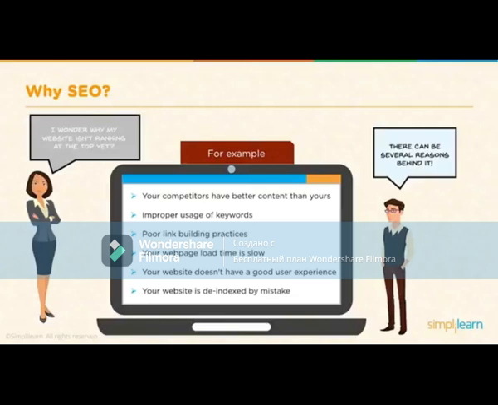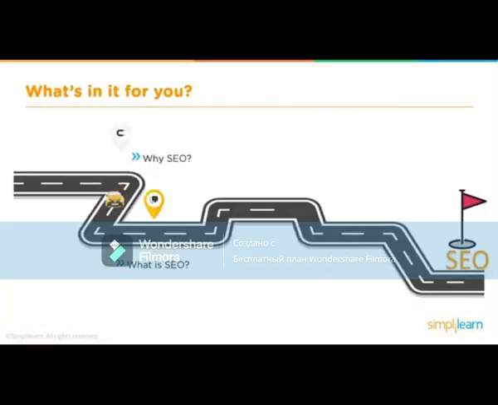Last but not least, your website is de-indexed by mistake. And really what we mean by de-indexed is Google needs to be able to index all the pages on your website. So if you have a blog with 100 recipes, you want Google to have access to all 100 recipes. So we're going to talk a little bit later about how to get your pages ranked or indexed on Google organic search. So let's move on to what is SEO.